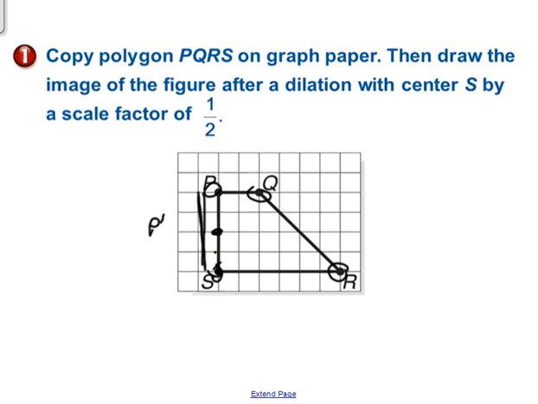If I look at Q, it is up 1, 2, 3, 4, and over 1, 2. So Q prime would be just over 1 and up 2. So this is Q prime. R is 1, 2, 3, 4, 5, 6 units over, so it's 1, 2, 3 over for R prime. And that becomes my dilation with a scale factor of 1/2. Notice that the lengths of each of the sides is half the lengths in the original drawing.